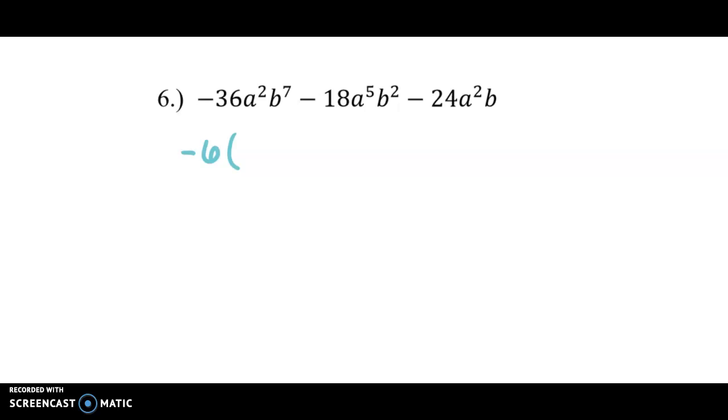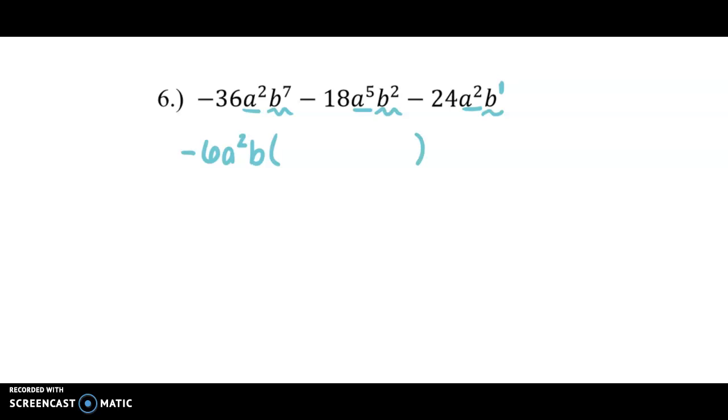So I'm going to take a negative 6 out, and then I'm going to see what else I can take out. I have an a in all 3 of my terms. What's the largest amount of a's that I have in all 3 of them? The answer to that would be 2. So I have a squared. Then I can look at my b's, and I can say, what's the largest number? Because I do have a b in all 3 of my terms. What's the largest number of b's that I have in all 3 of those? I have 7 here, I have 2 in this one, and I have 1. The largest number that I have in all 3 is just 1. So that's the largest amount that I could take out.